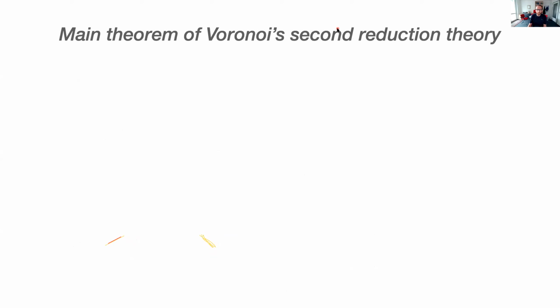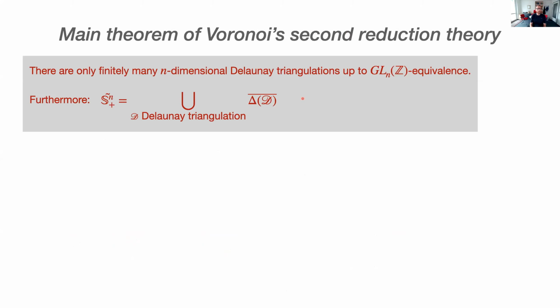Okay, so now we come to the main theorem of Voronoi second reduction theory. It says that there are only finitely many n-dimensional Delaunay triangulations up to GL_n(Z) equivalence. So the number of different triangulations is finite. And furthermore, we have the subdivision of the rational closure of the positive definite matrices as the union of the closures of secondary cones of all possible Delaunay triangulations. So every Delaunay triangulation gives you a secondary cone, and then if you go over all possible Delaunay triangulations, you exhaust the entire cone, the rational closure of the positive definite matrices.